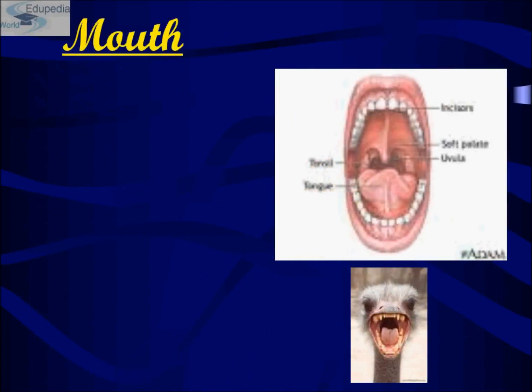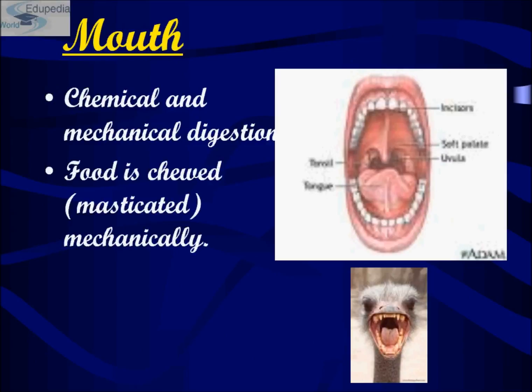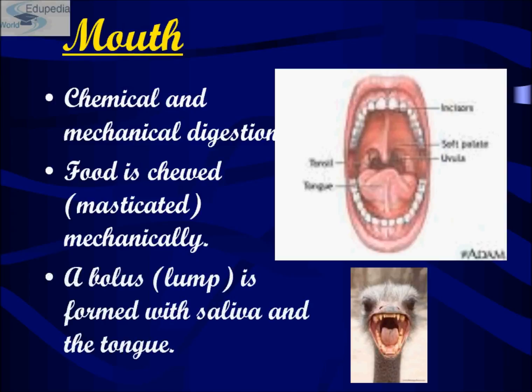Now we'll study the mouth in detail. Mechanical and chemical digestion takes place here. Food is chewed or masticated mechanically. A bolus, or the lump, is formed with saliva and the tongue.